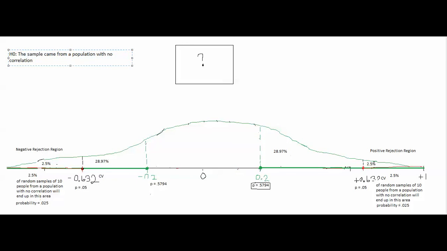Sample came from a population with no correlation is the null hypothesis. The alternative, H1, is the sample came from a population with a correlation. Another way of saying this is that the null hypothesis is just the possibility that the population that you're studying has no correlation, and the alternative is the possibility that the population you're studying does have a correlation. That's just another way of saying the same thing.